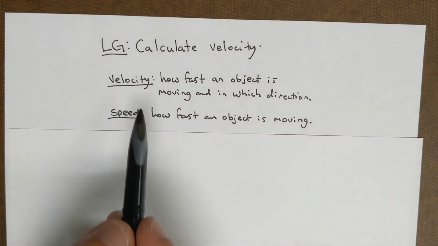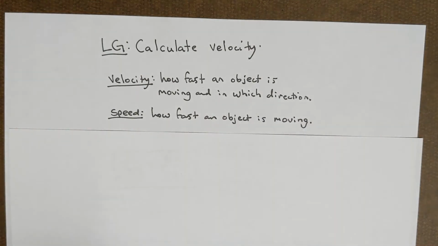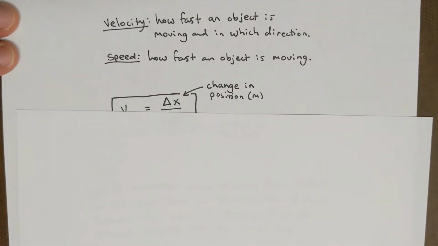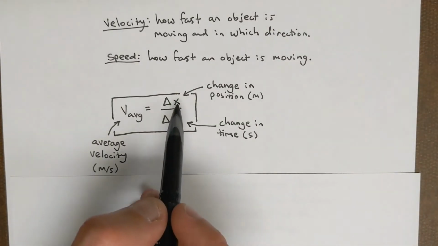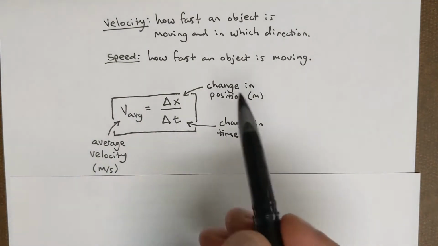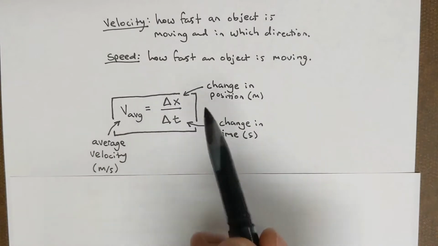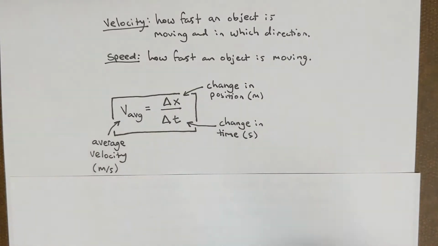So the speedometer in your car is telling you the speed of your car. Velocity in physics has a very specific definition, which we have to pay attention to, which is that it includes this direction information. The formula for calculating average velocity looks something like this. Velocity average is the change in position over the change in time. So we can calculate how fast an object is moving by taking how much the object has changed its position over some time interval and dividing it by that time interval.